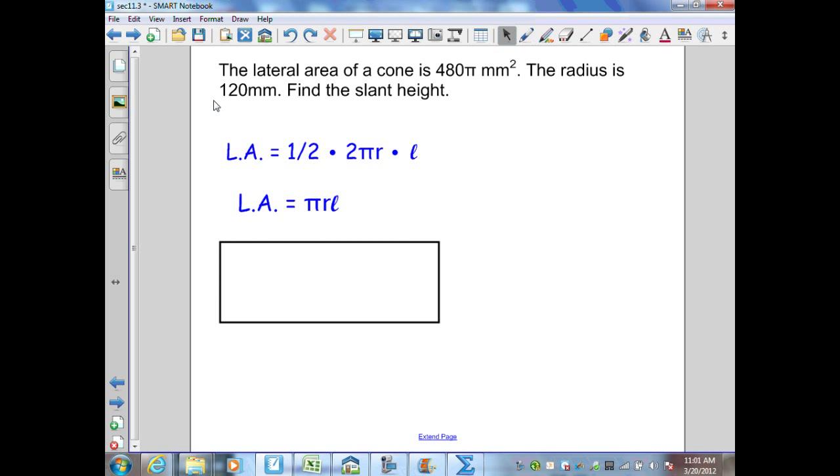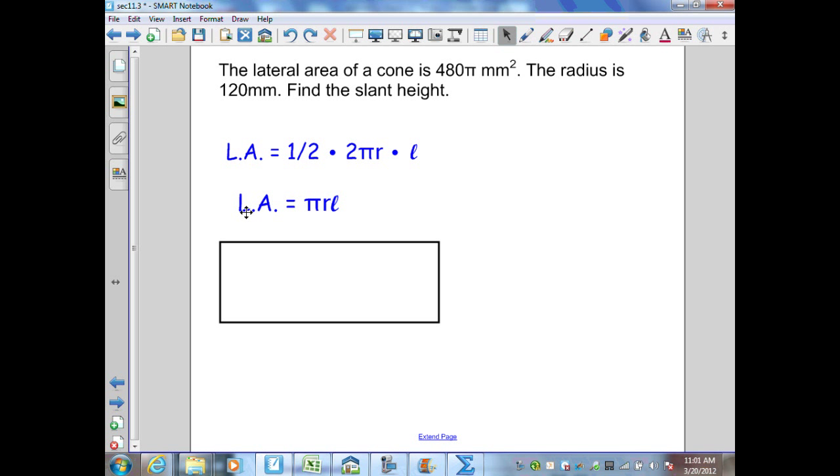My last example, the lateral area of a cone is 480 pi millimeters squared. The radius is 120 millimeters. Find the slant height. To do that, we're going to use the lateral area, which is 1/2 times 2 pi r times L. When we simplify 1/2 times 2, I'm going to be left with pi r L.